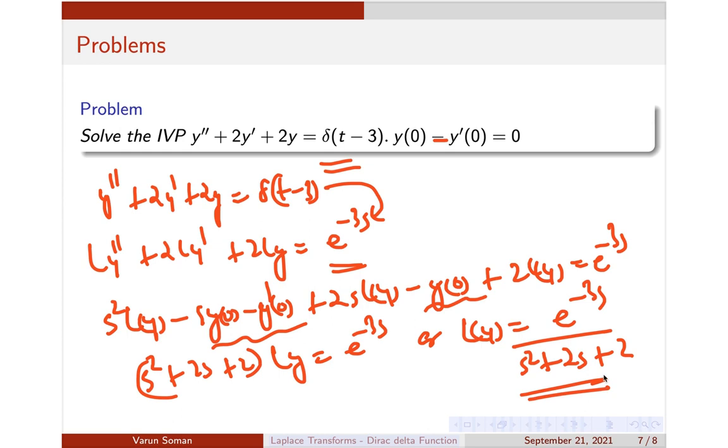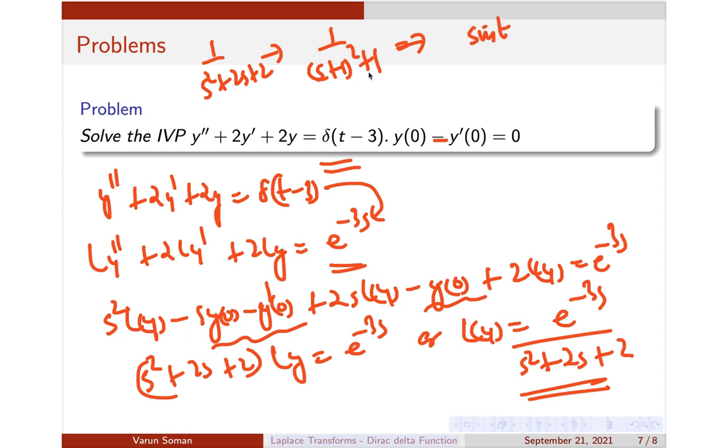Now you have to find the inverse transform. That is also very easy if you understand this. This is of the form of the second shifting theorem, e raised to minus as. So first I will find the inverse transform of 1 by s square plus 2s plus 2. You can apply many methods here, but I'll apply the first shifting theorem. I'll rewrite the denominator as 1 by s plus 1 the whole square plus 1, by the completing the square method which you have studied. This is of the form 1 by s square plus 1, so the inverse transform is sine t.